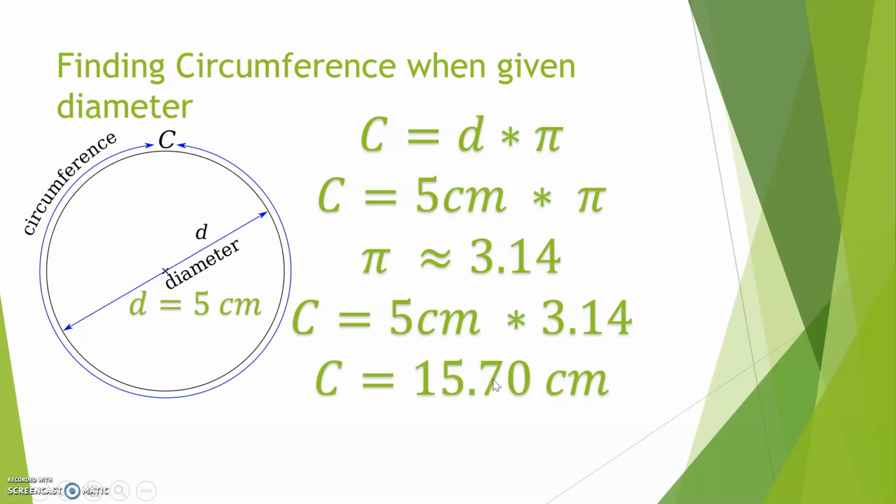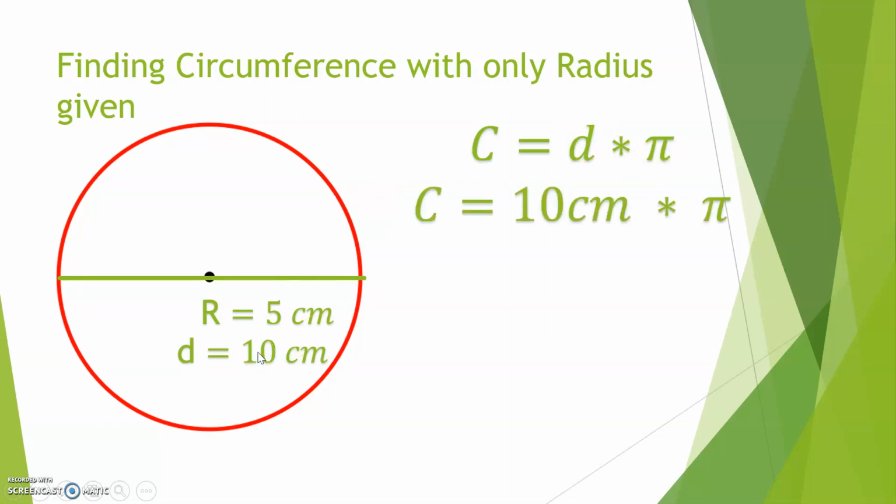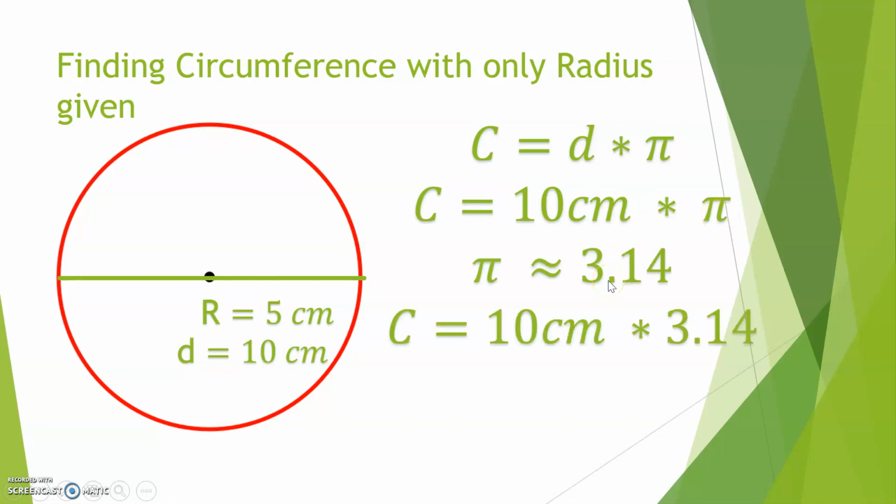Cool? Not that hard. But what if you're only given the radius? The radius is 5 centimeters here. That means the diameter logically has to be 10, because there's 2 radii in one diameter. I'll do that again. If the radius is 5, that means the diameter is twice as long, which makes it 10. Okay? Follow me here. So now the circumference formula is diameter times pi. So we use that diameter number, 10, times pi, which is 3.14, quick multiplication, and we get 31.4 centimeters.